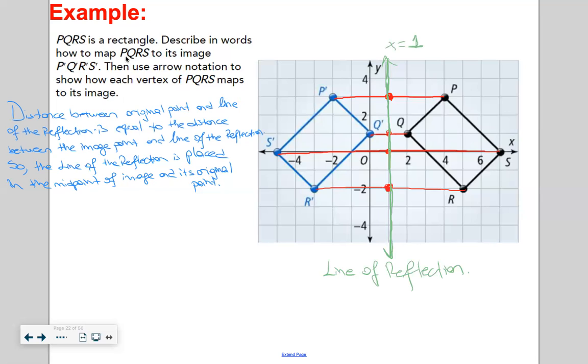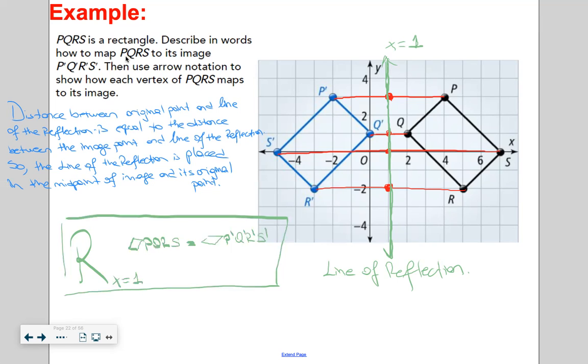Now I can describe this by using the general rule. Reflection, where is the line of the reflection? X is equal to 1, and I applied this to the rectangle PQRS, and I got the rectangle P prime, Q prime, R prime, and S prime. This is how we are finding the line of the reflection if the image and the original figures are given. This is the end of the session.